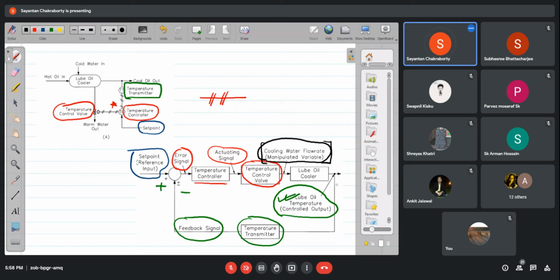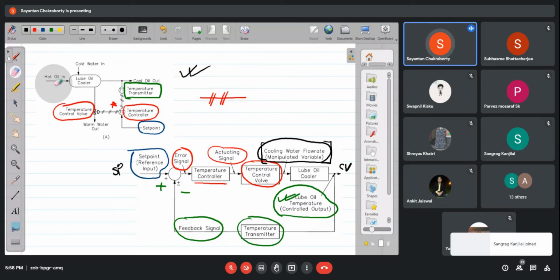So that this lube oil temperature, as a controlled output, the controlled variable, you can say CV, attains the desired value of this set point value. So this is the basic control loop. Okay, that constitutes the fundamental block diagram. This is the actual schematic, the layout, and this is the block diagram corresponding to that schematic.